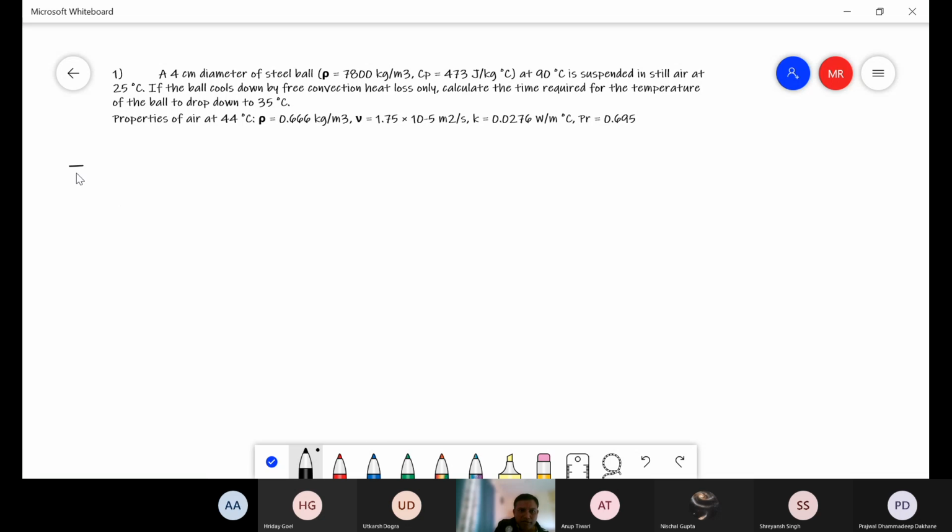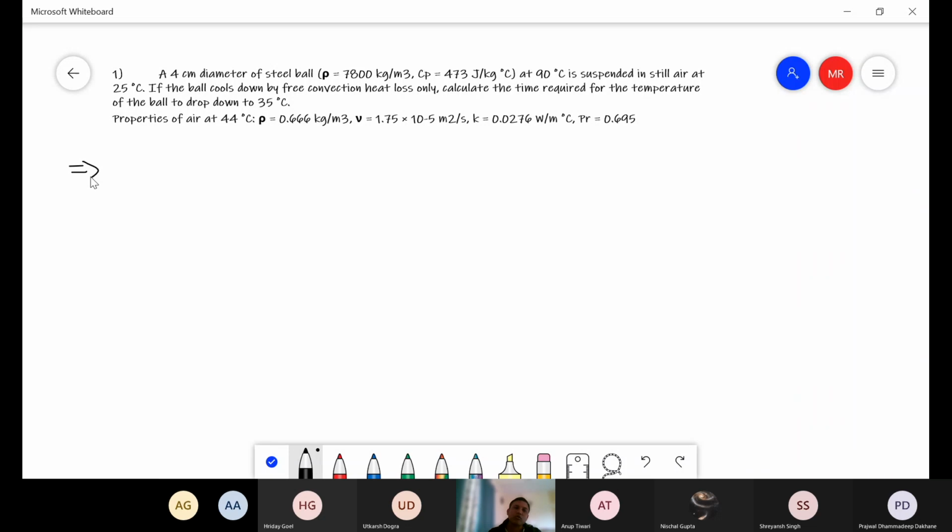So the problem given is this. A 4 centimeter diameter steel ball with density of 7,800 kg per meter cube and specific heat of 473 joule per kg per degree Celsius at 90 degrees Celsius is suspended in air at 25 degrees Celsius. If the ball cools down by free convection, which is nothing but natural convection, free convection heat loss only, calculate the time required for the temperature of the ball to drop down to 35 degrees Celsius.